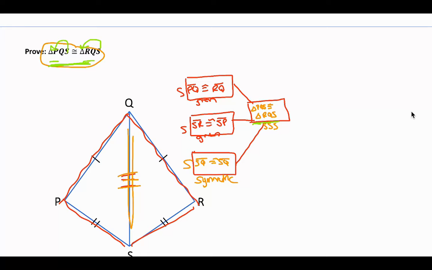So those are in the same order, so that is good. And SQ goes back to front, back to front. They're also in the same position. So you just always want to check those positions.